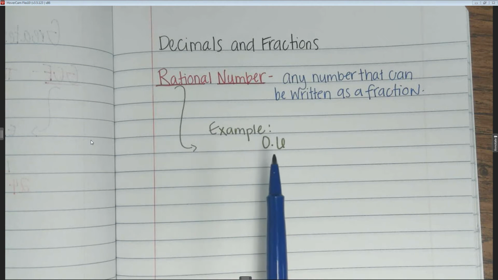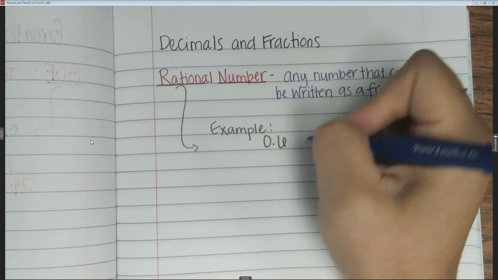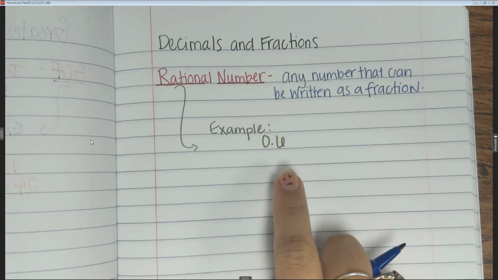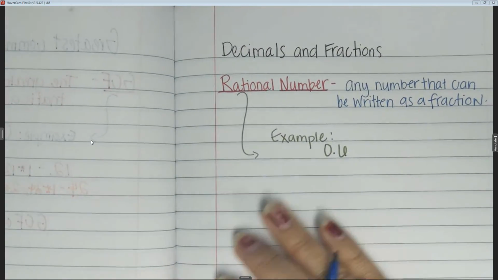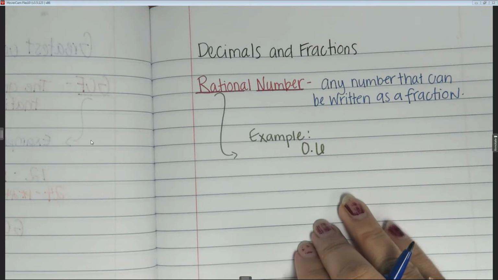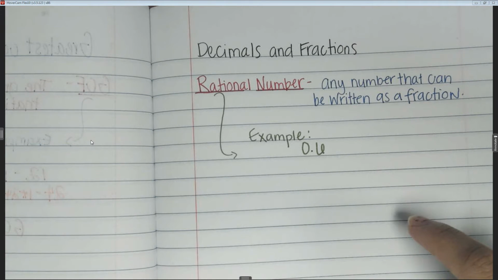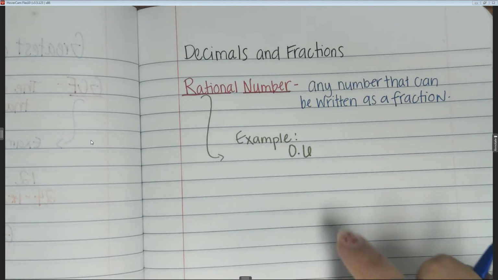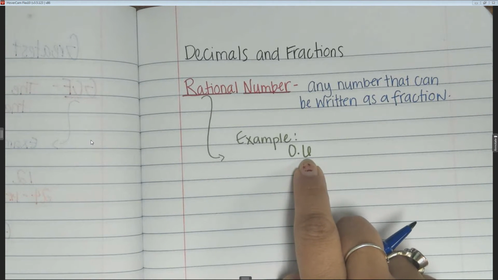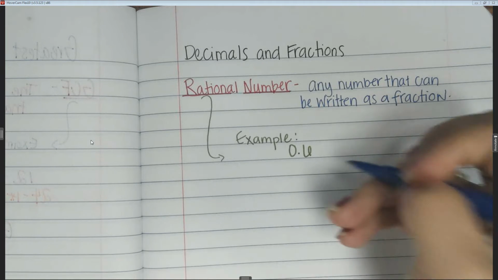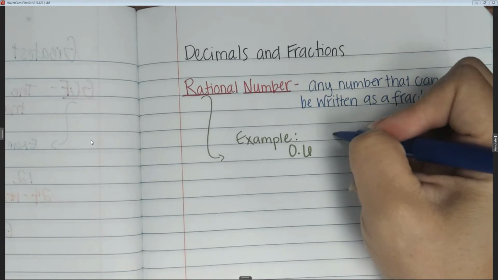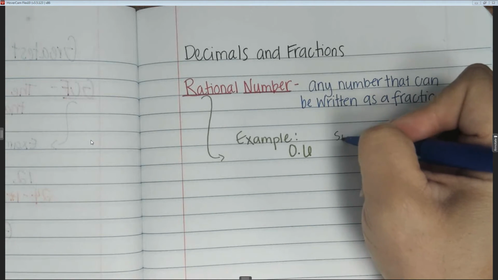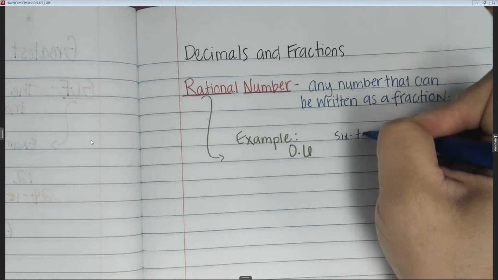So I'm going to look at this number here. That is 6/10. I know this because if I look back to my notes from the beginning where I have the place value chart, I can see that the 6 is located in the tenths spot. So whenever I say this word, I can write it as 6/10.